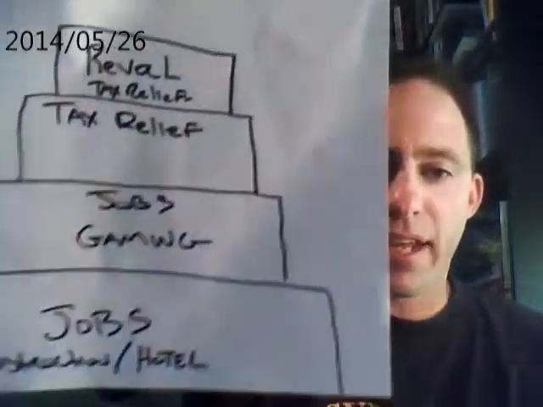Second tier of our cake is jobs in gaming. Now there's a bunch of educational requirements being worked out between consultants from the Nevele and every other casino and the local colleges, SUNY Ulster, SUNY Sullivan. And nobody knows what these are.